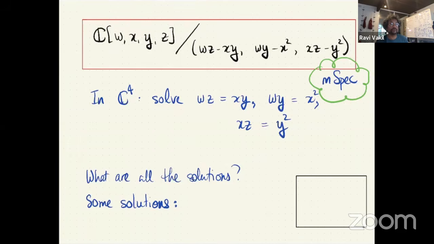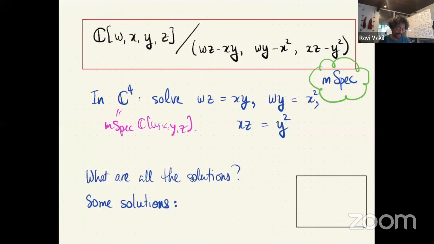We're trying to draw a picture of a ring. And so we could do this inside mSpec or Spec. So let's do mSpec for now and worry about the bonus points later on. So in C^4, which we're thinking about as mSpec of the complex numbers adjoin W, X, Y, Z, what we're really trying to do is just solve some equations. That's all we're talking about.